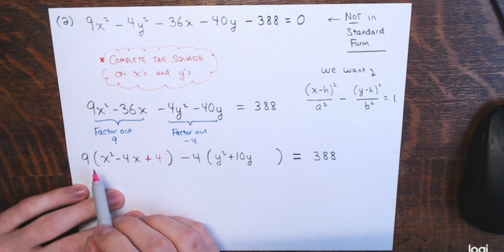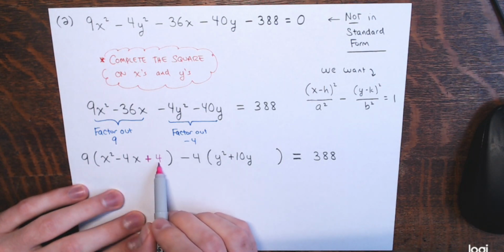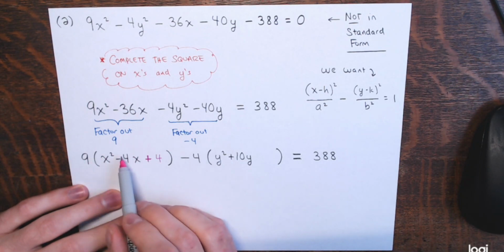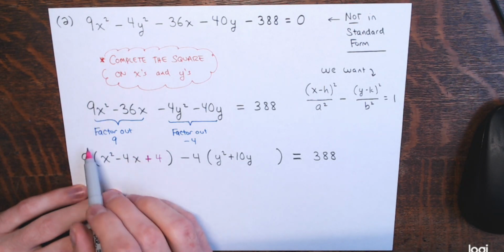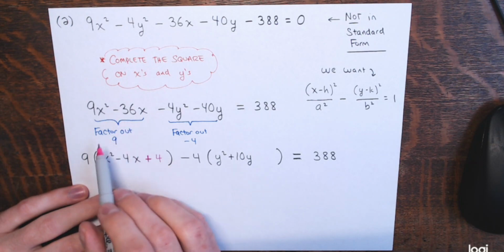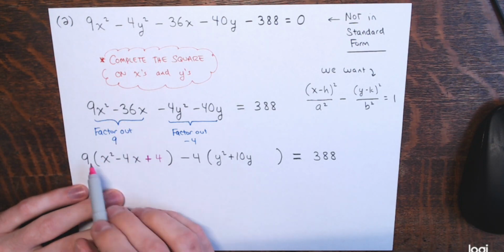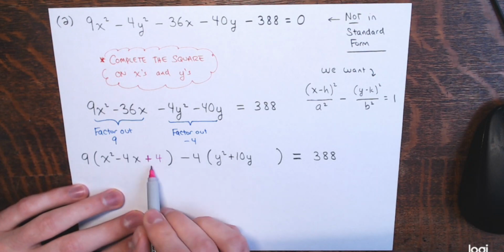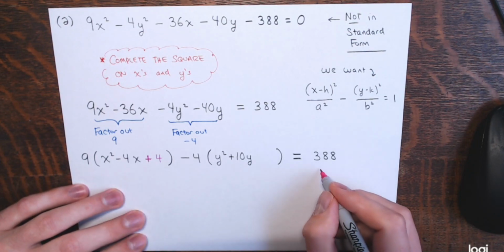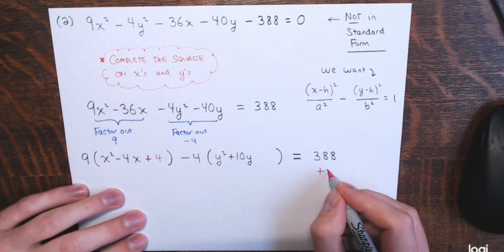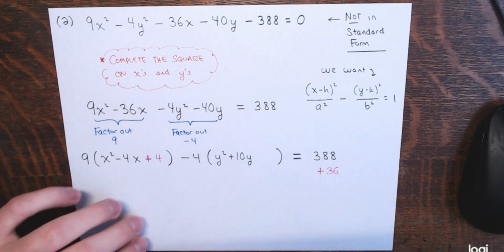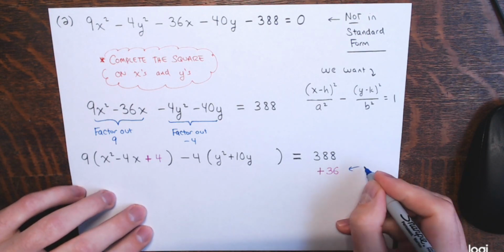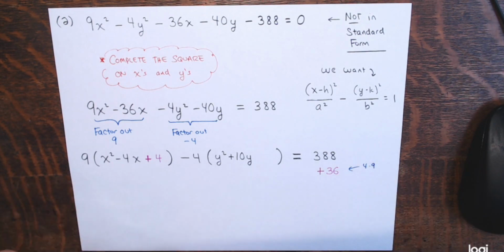If I add 4 inside these parentheses, if you were to redistribute that 9, you'd have 9x squared, cool. You'd have your minus 36x. And then the plus 4 here, times 9 would be plus 36. 9 times 4. So adding 4 in the parentheses really adds 36 to that left side. So I must add 36 to the right side. This is the 4 that I added times the 9 that I factored out.